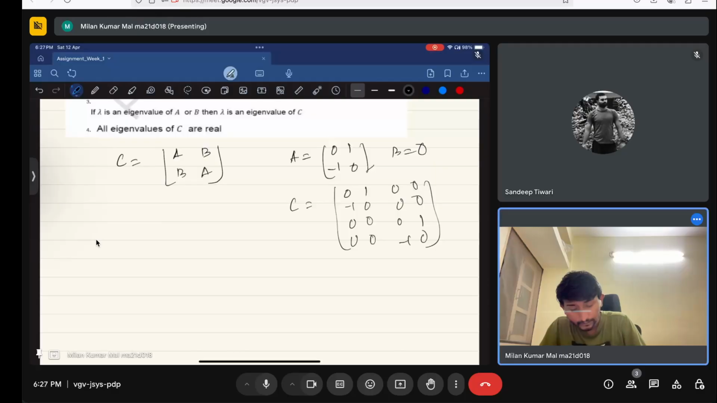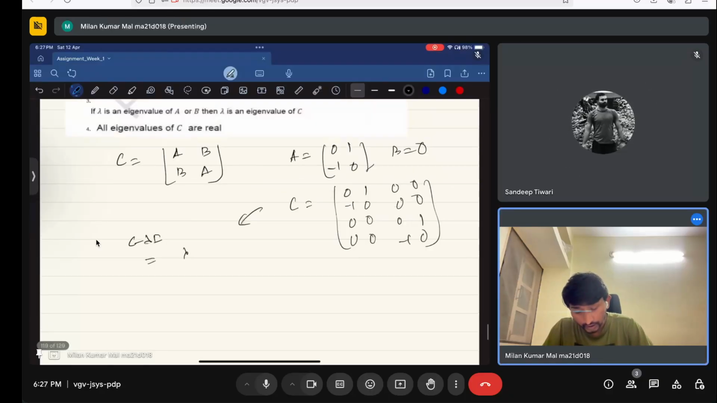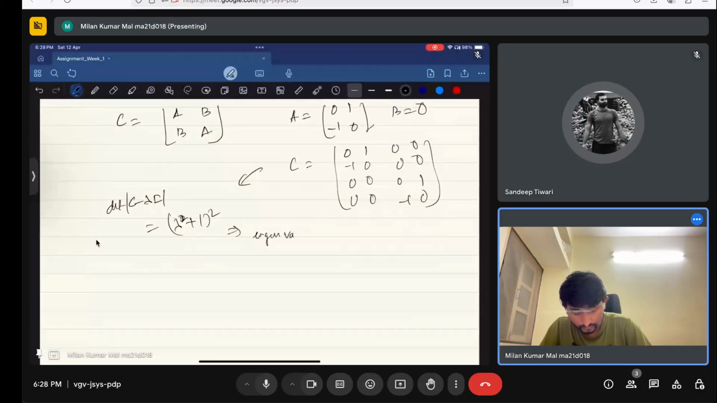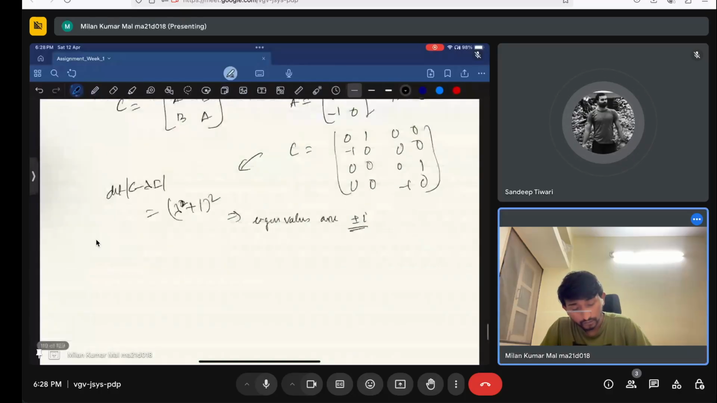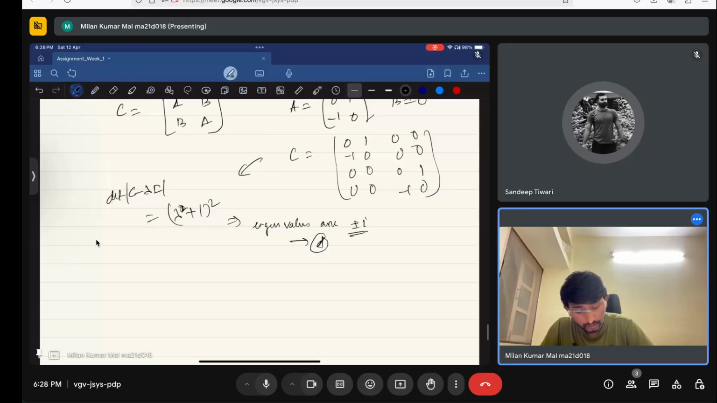Now if we take C minus lambda I, what you will get is plus minus i. So therefore all eigenvalues are not real. You can get the determinant directly: it will be lambda square plus one, whole square. So the eigenvalues are plus minus i, each repeated twice. So option D, I think, is the one: option 4 is false.